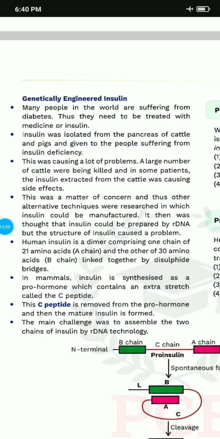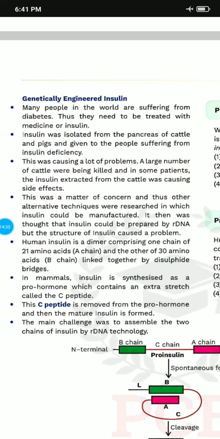Previously, in the previous part, insulin was isolated from cattle and pigs, which caused suffering for people who don't have insulin or have an insulin deficiency. It caused a lot of problems. A large number of cattle were killed for these patients, and it also created side effects. The question is: what alternative techniques can we use to produce insulin?